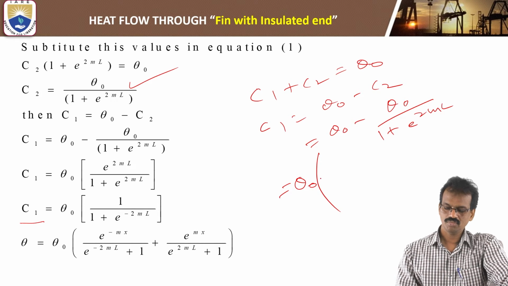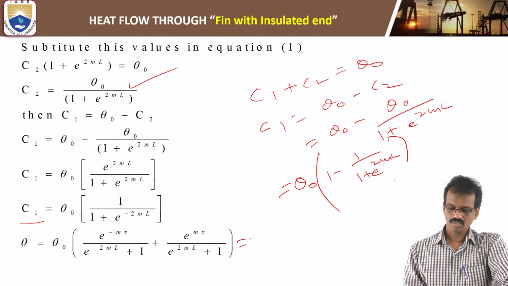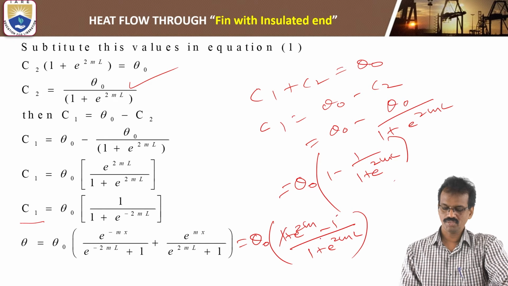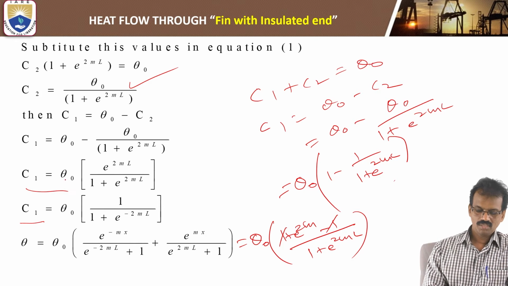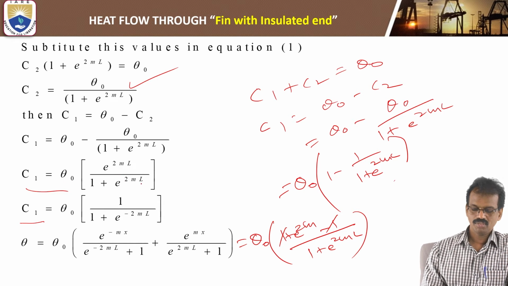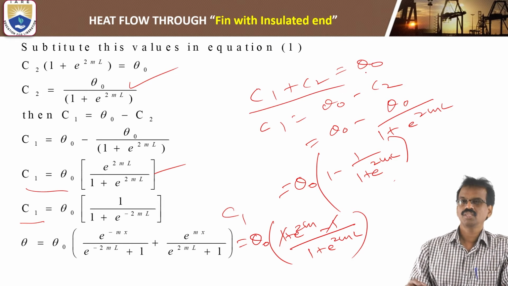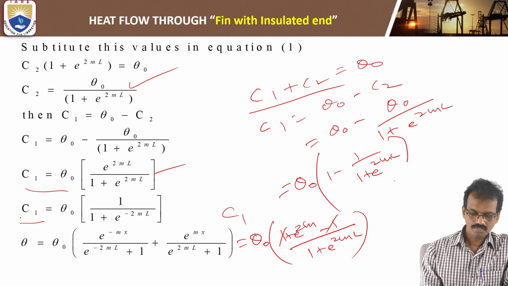You can take it like this: theta naught into 1 minus 1 by 1 plus e to the power of 2ml. Take the LCM, then 1 plus e to the power of 2ml minus 1 by 1 plus e to the power of 2ml. Minus 1 plus 1 will be cancelled. So finally c1 is equal to theta naught into e to the power of 2ml by 1 plus e to the power of 2ml. This is the value. If you substitute this c1 value in equation 1, you will get the c2 value also.